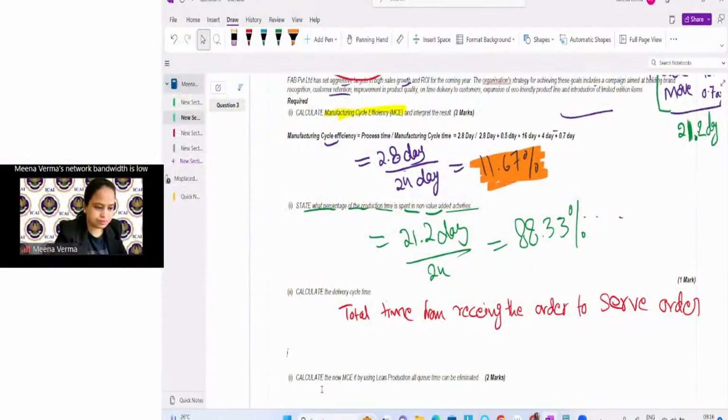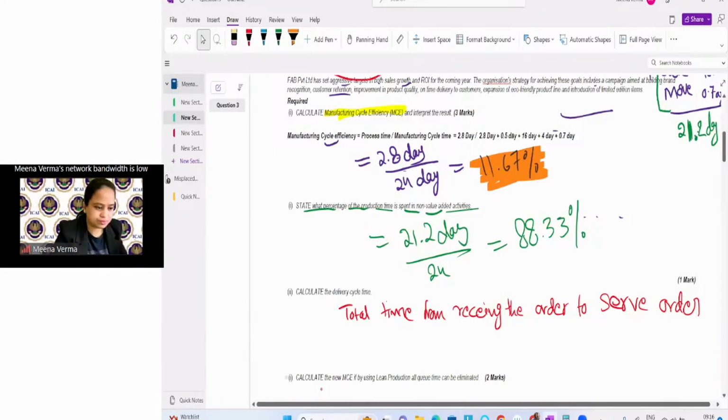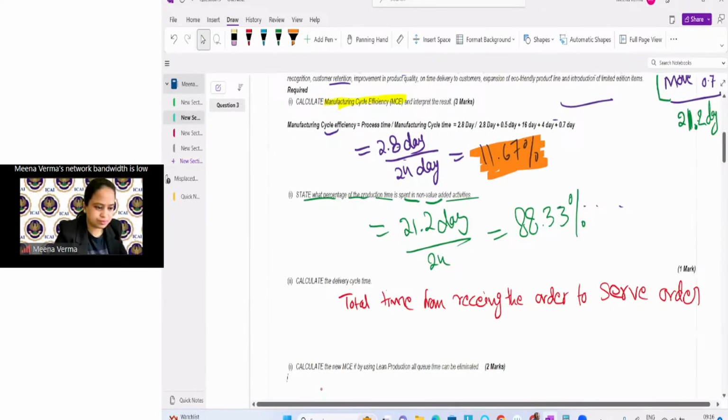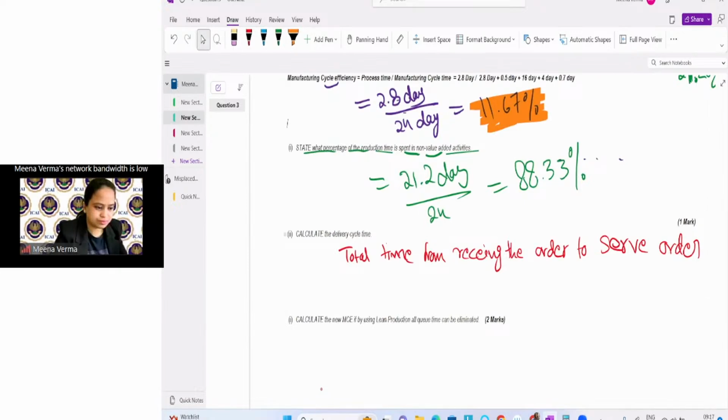So the time from receiving the order to serving the order, we can see here the total time: 0.5 days, then 2.8 days, 16 days, 4 days, and 0.7 days. So the total time is coming as 24 days. So the delivery cycle time will be 24 days here. All right. Okay. Next is what?